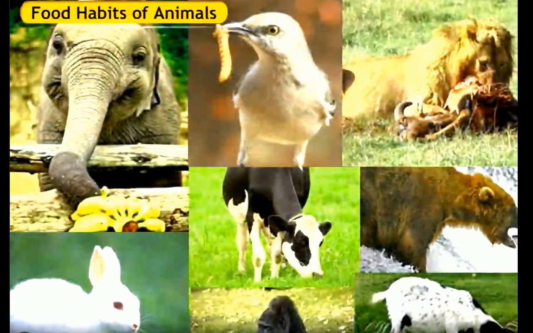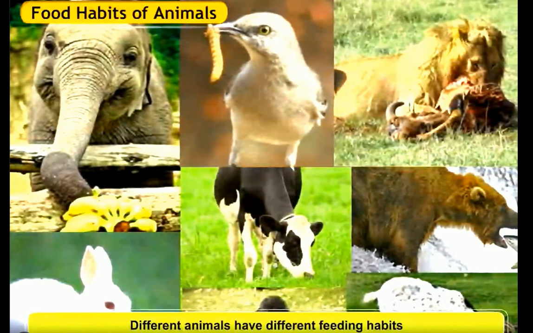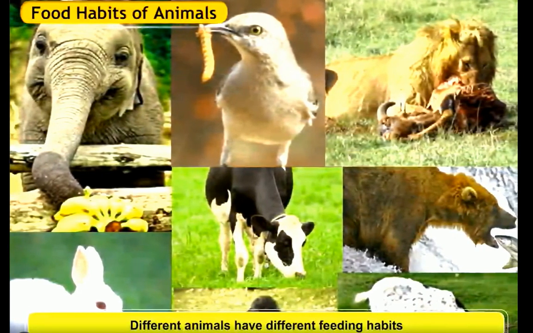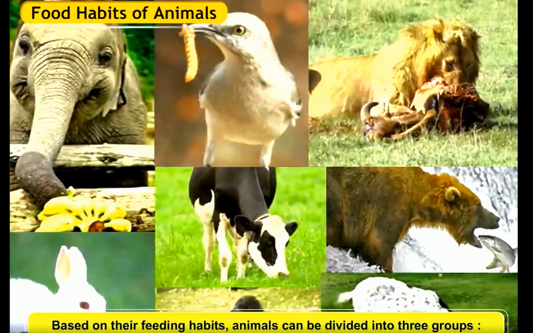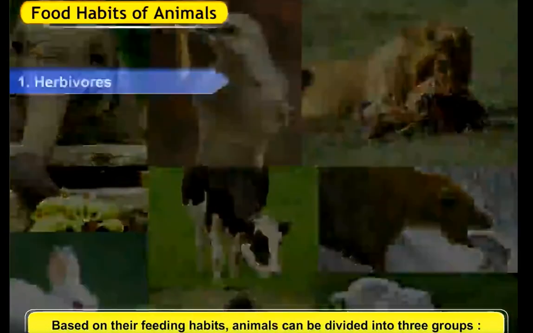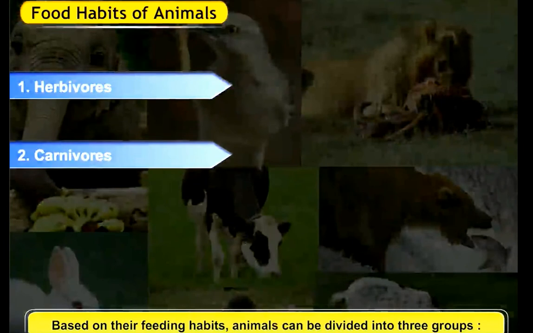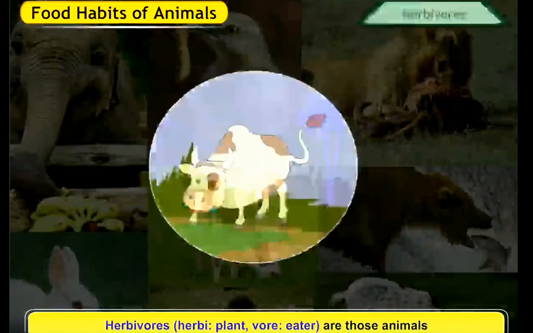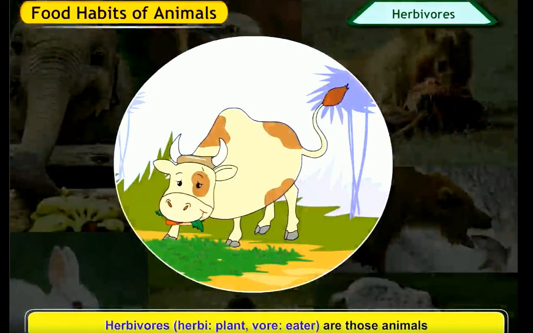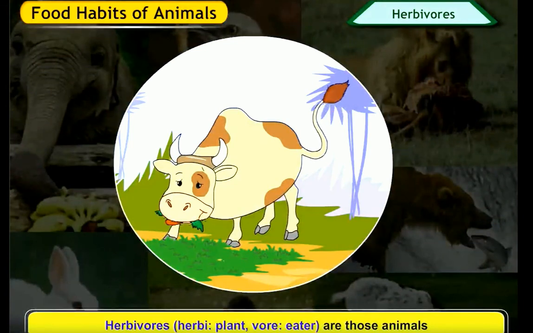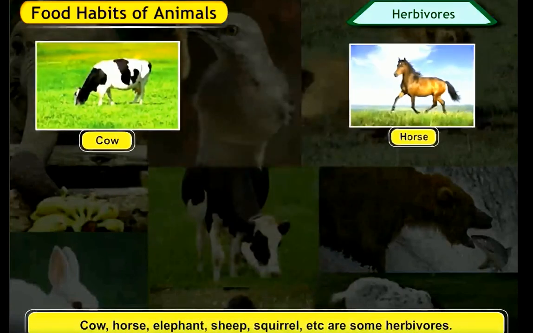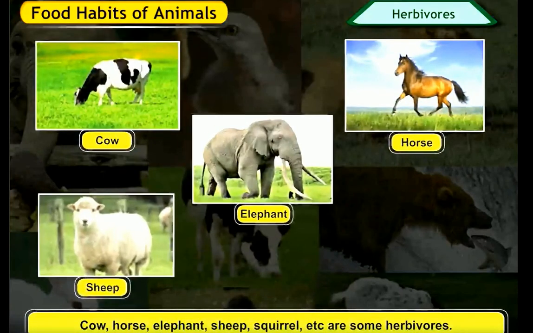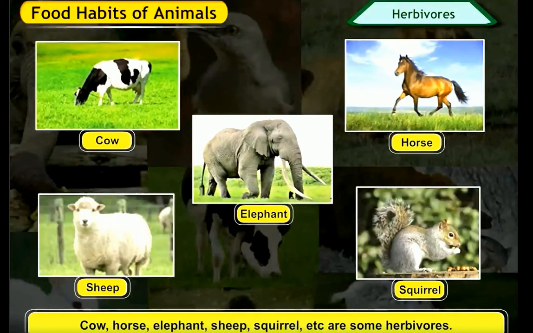Food habits of animals. Different animals have different feeding habits. Based on their feeding habits, animals can be divided into three groups: herbivores, carnivores, omnivores. Herbivores, herb meaning plant, vore meaning eater, are those animals which eat only plants and plant products. Cow, horse, elephant, sheep, squirrel, etc. are some herbivores.